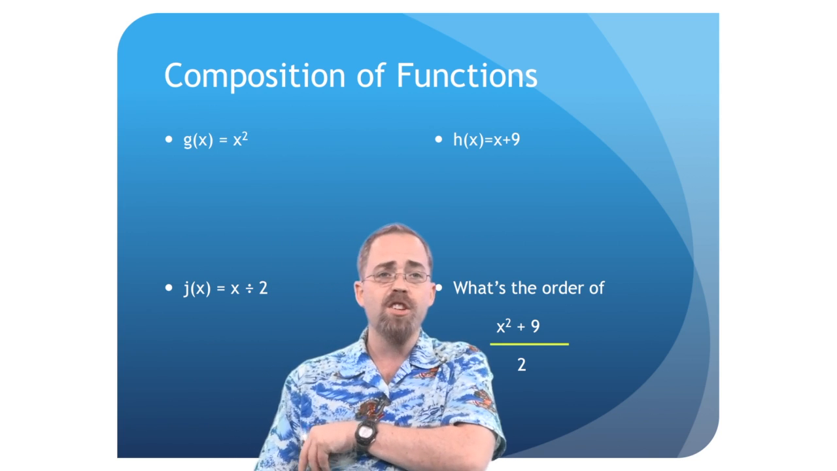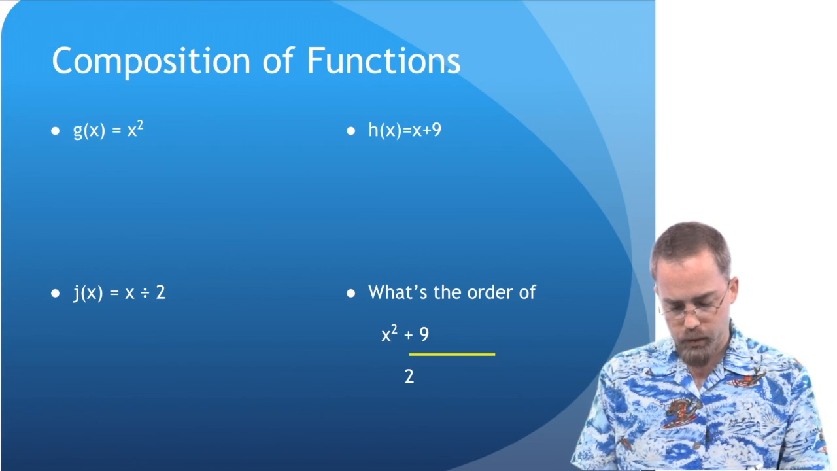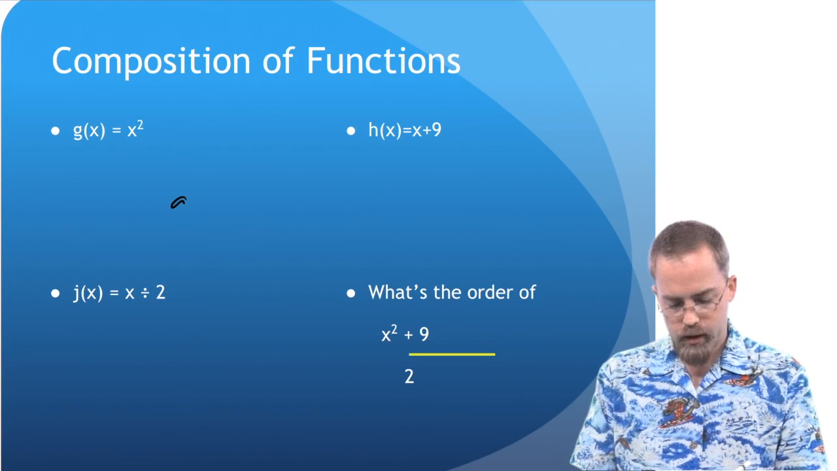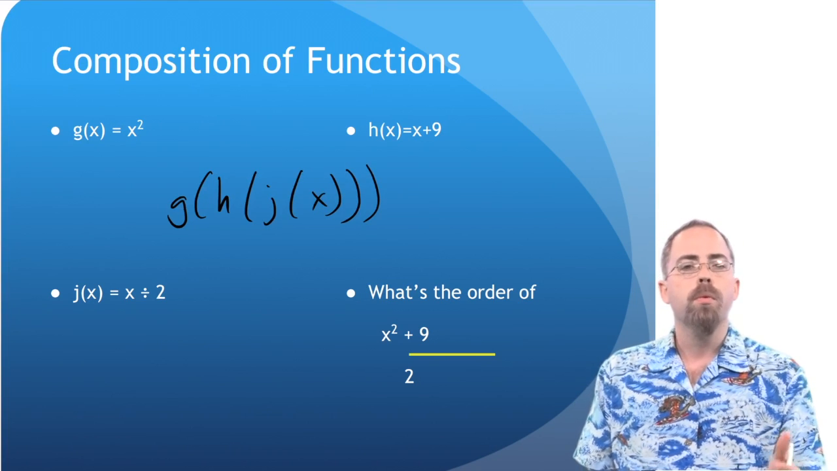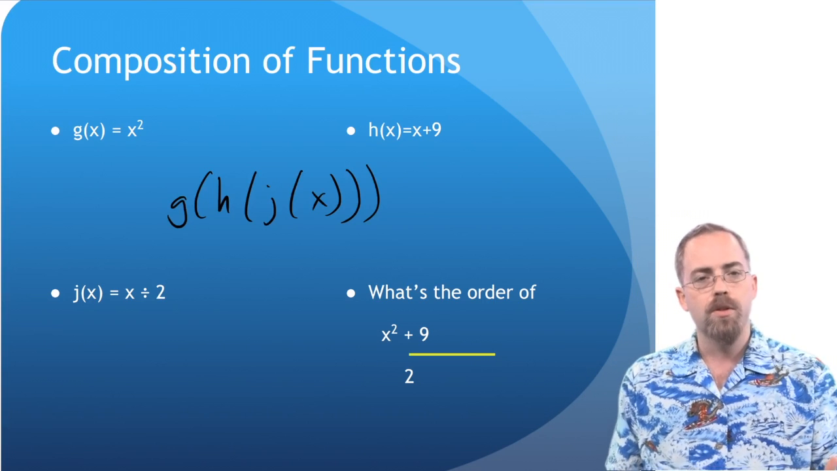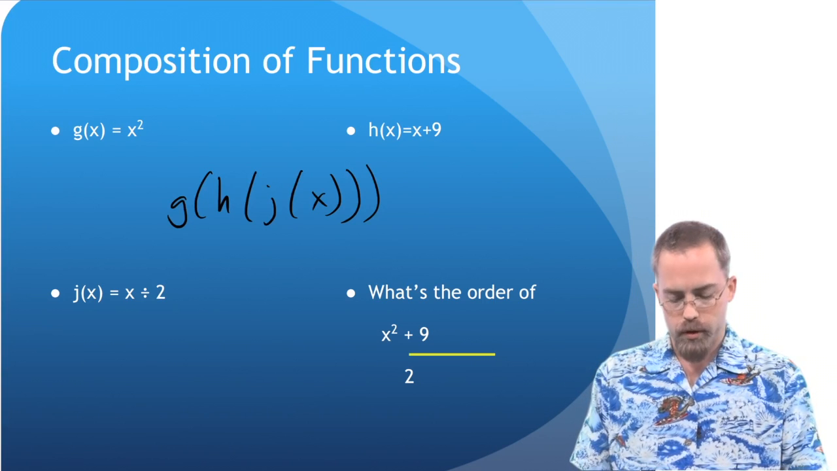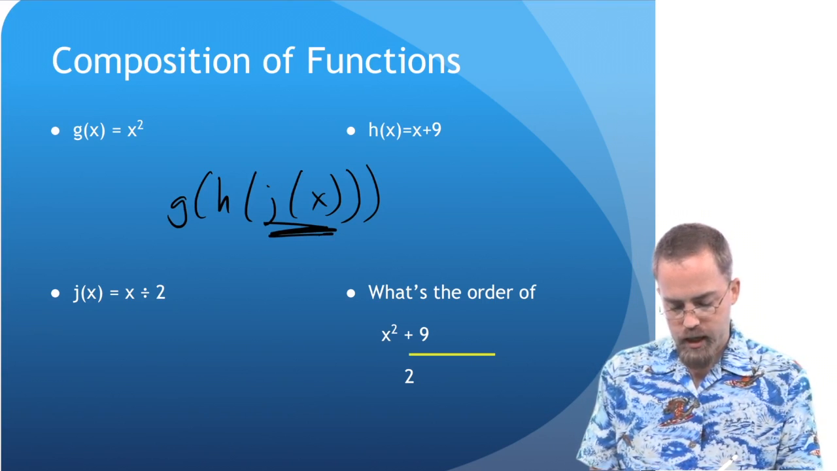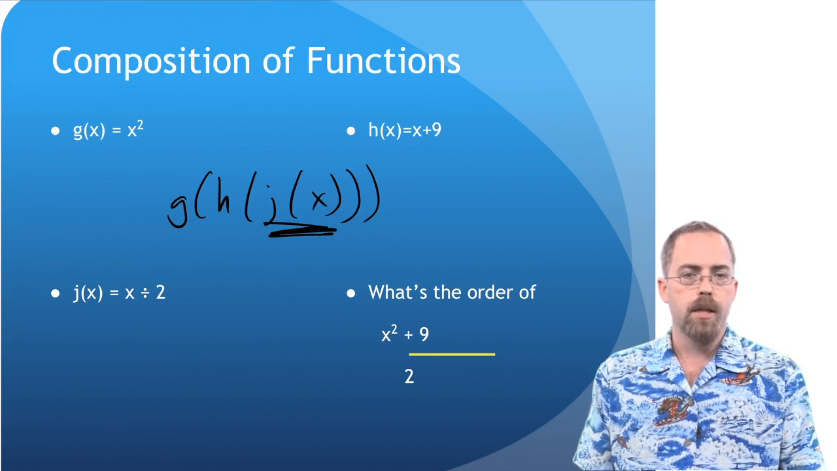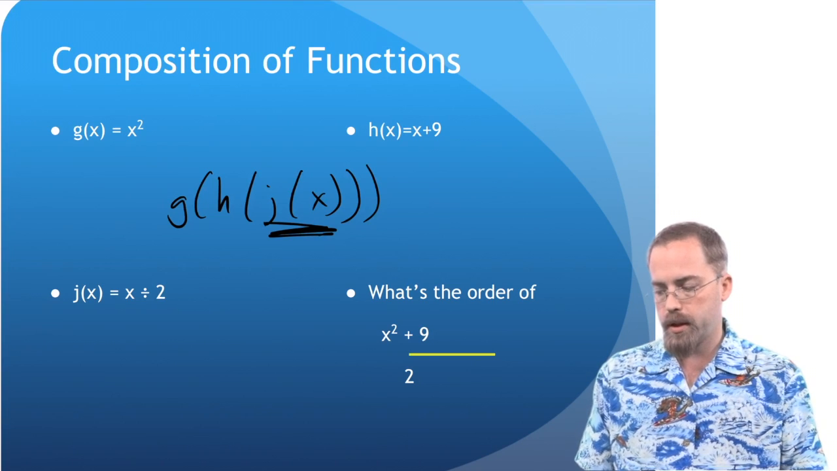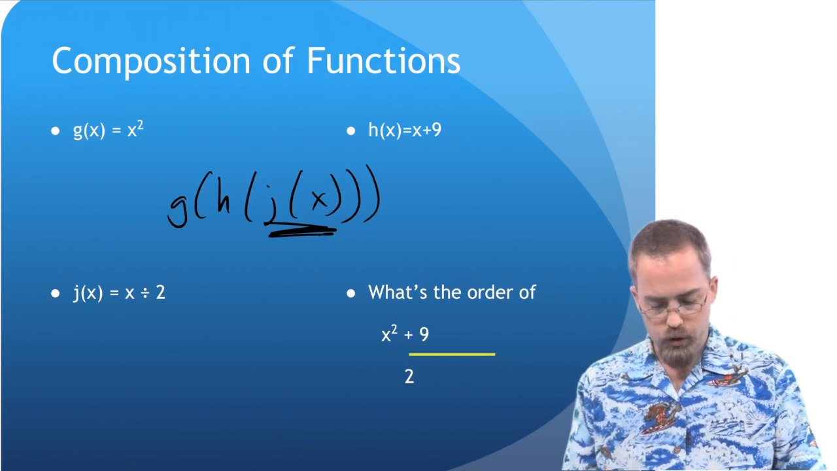And so the temptation might be for you to think, well, it's just g of h of j of x. But now remember what we just said, the whole inside to outside bit. Think about what that would do. If I start in here, then the very first thing that I'm going to do is divide by 2. Which is not what I think you meant at all.